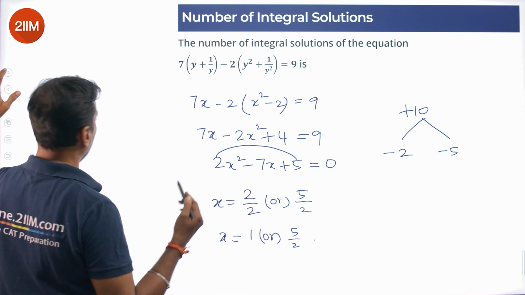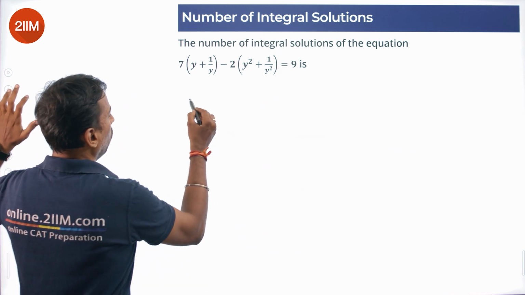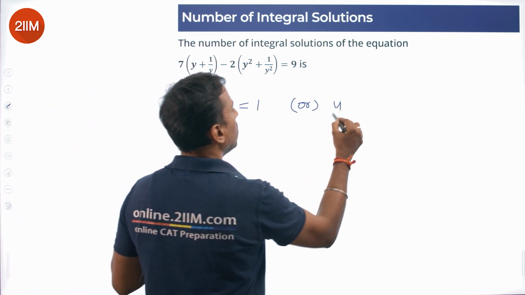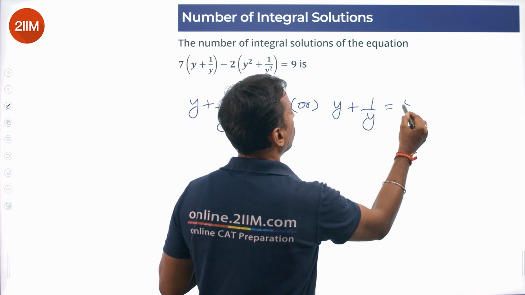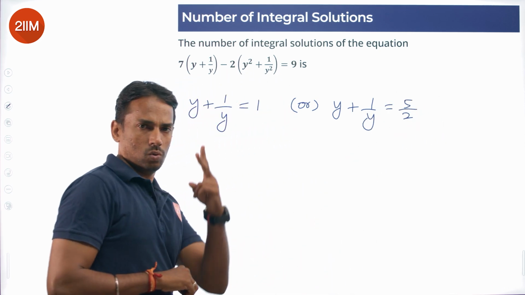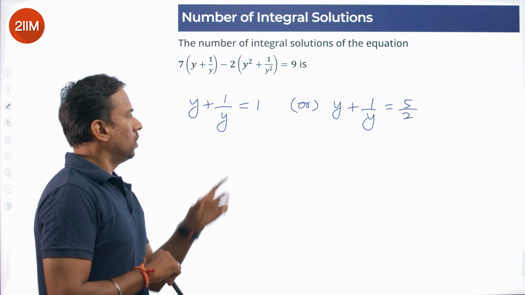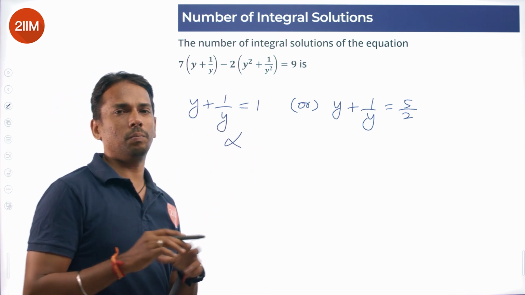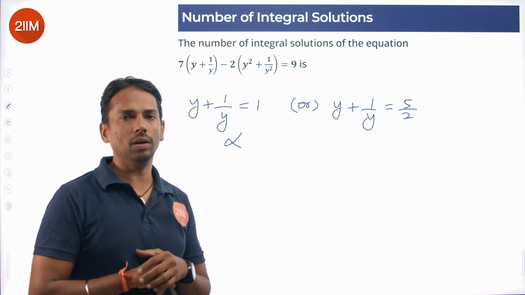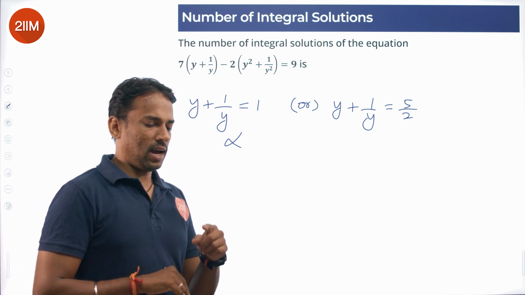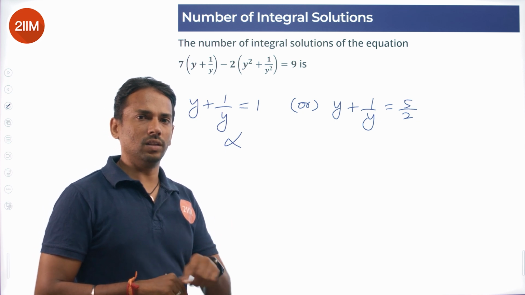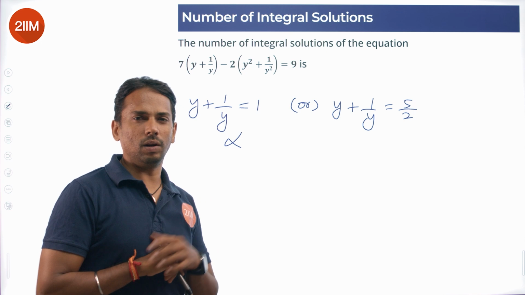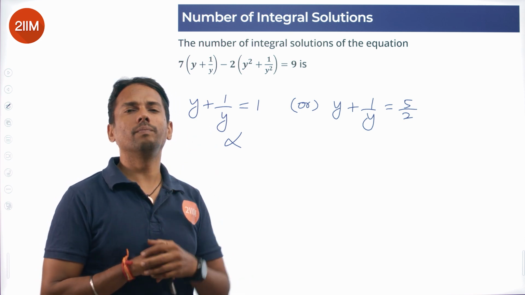We'll have two cases now. Either y plus 1 by y is 1 or y plus 1 by y is 5 by 2. So we have two cases. Now this is very clear. This is not at all possible. Y plus 1 by y cannot be 1, because you take any real number, you cannot have the sum of a number with its reciprocal to be 1. If it is a positive number, it should be at least 2.